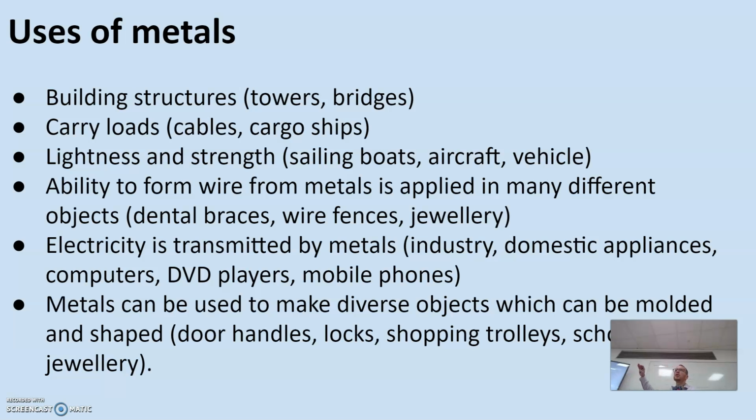So all the uses of metals can be linked with a given property. Building structures and carrying loads, right? That relates to its strength. Lightness and strength, again relates to its strength, relates to its hardness. Ability to form wires, that relates to metals' ductility. Electricity transmitted by metals, obviously that relates to metals' conductivity. Metals can be used to make diverse objects, that relates to its malleability, right?